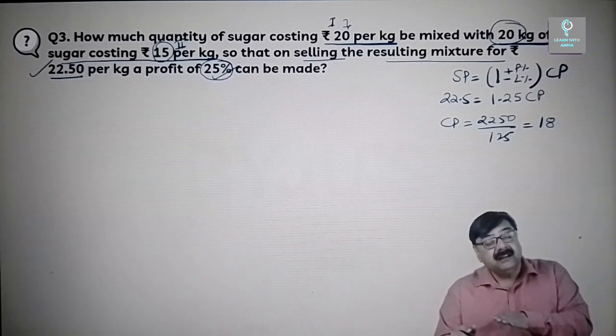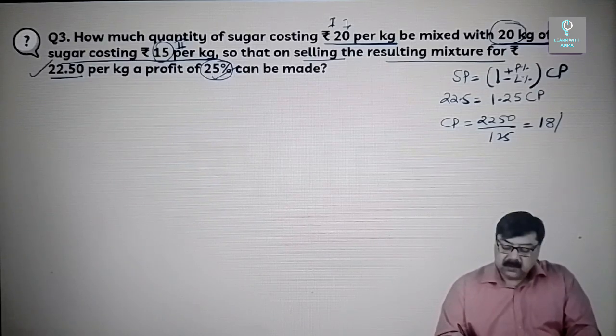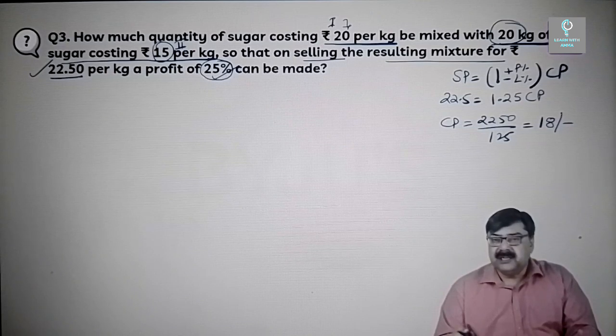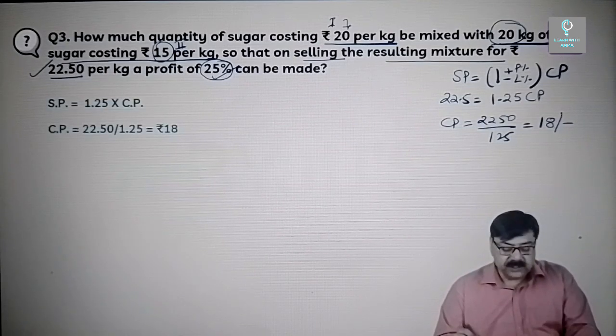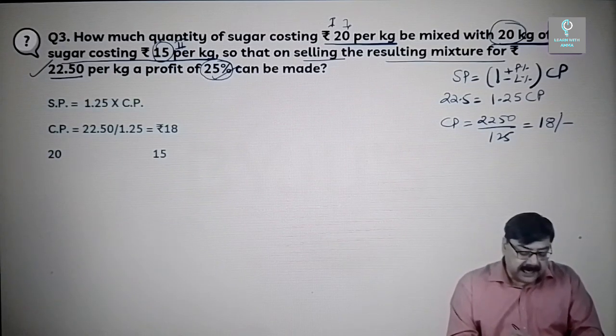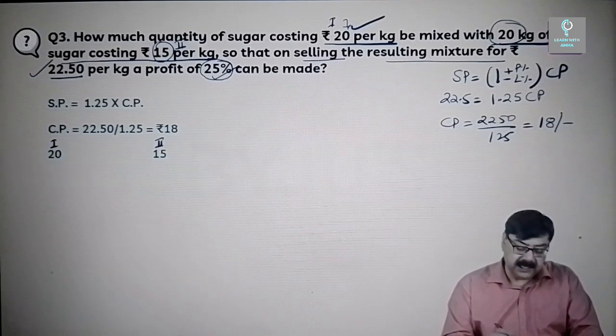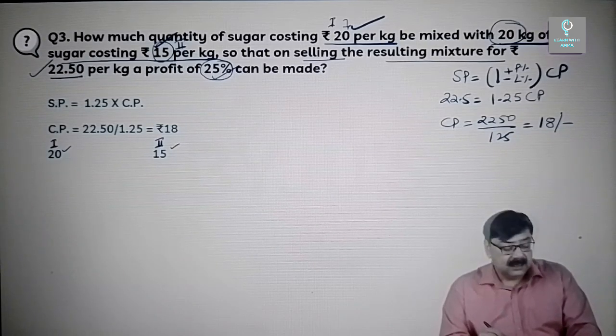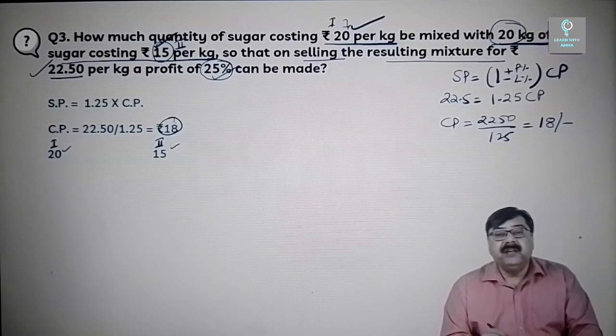125 into 8 shall be 1000. So we find out the cost price of the resultant mixture, which is rupees 18. Now again, type 1 and type 2, the costs are mentioned, rupees 20 per kg, and rupees 15 per kg. And the average cost price we have already found out.